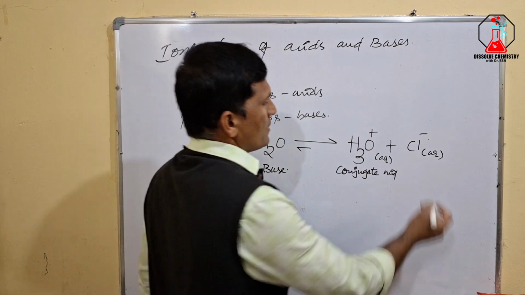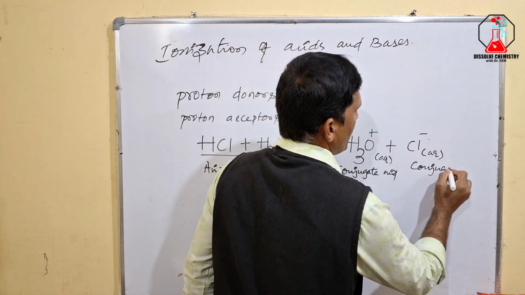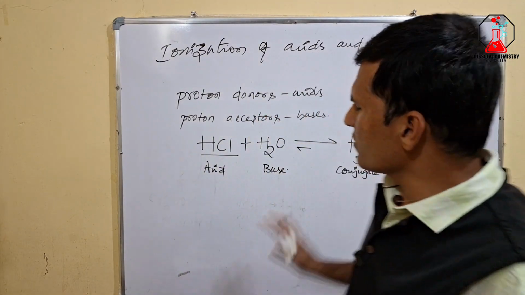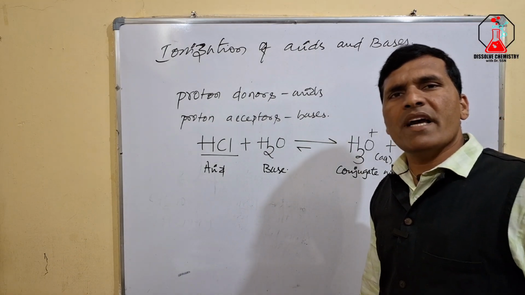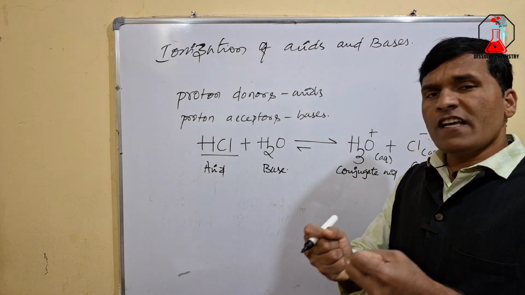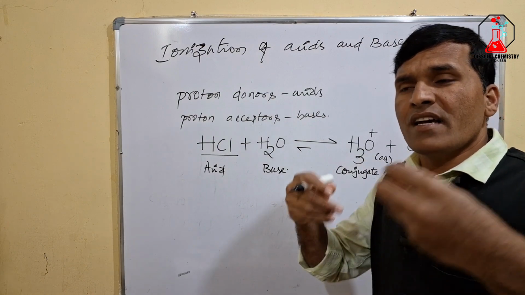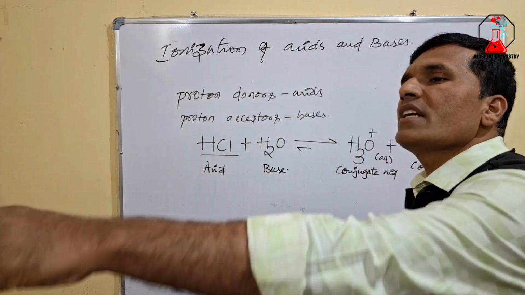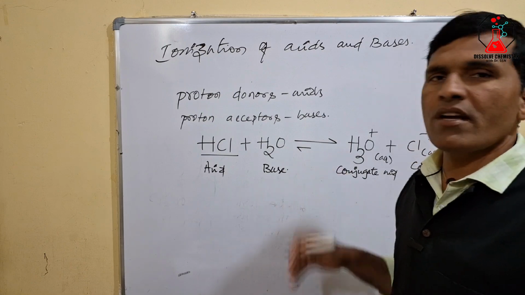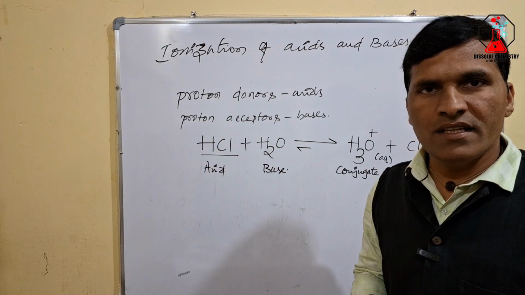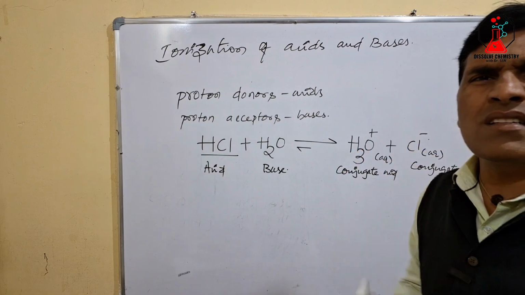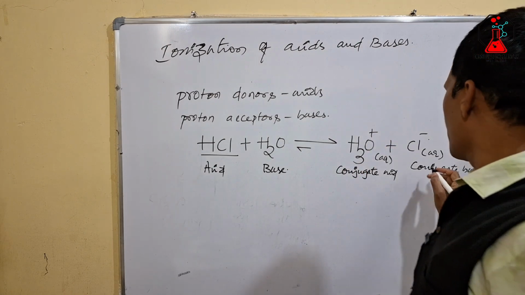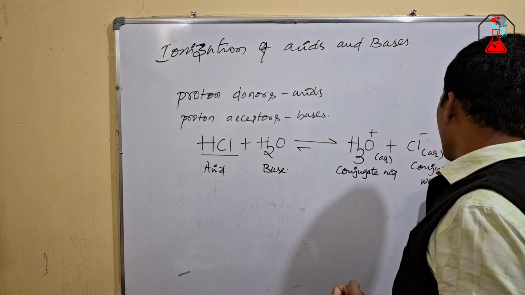And your Cl minus will act as the conjugate base. Now leave apart your HCl, let us look into Cl minus. If Cl minus has a greater tendency, or if it is highly unstable, then immediately it will take up the proton from hydronium ion, and once again convert back to HCl. But as it has the lowest tendency to accept the proton back from hydronium ion, therefore it is a weak conjugate base.